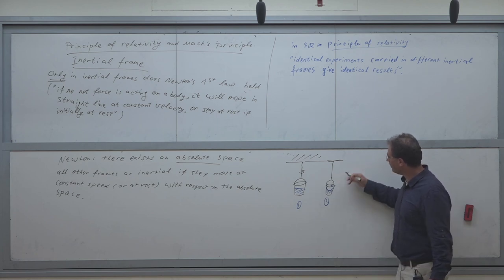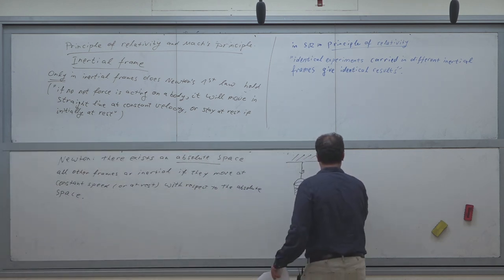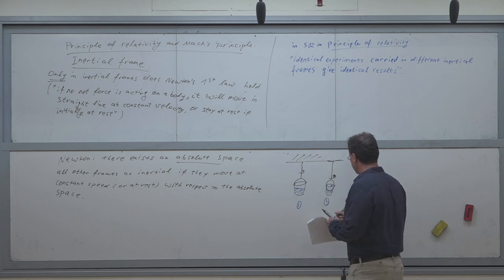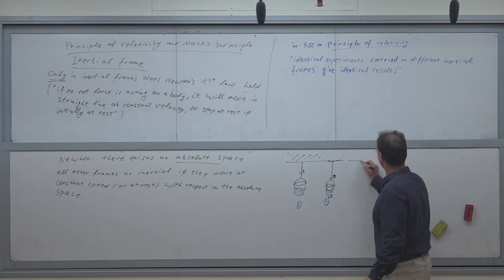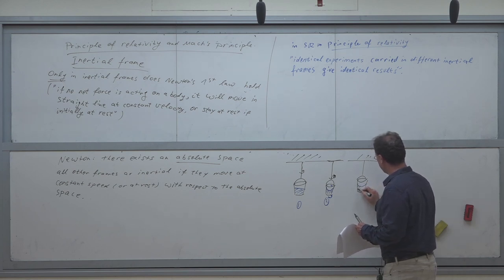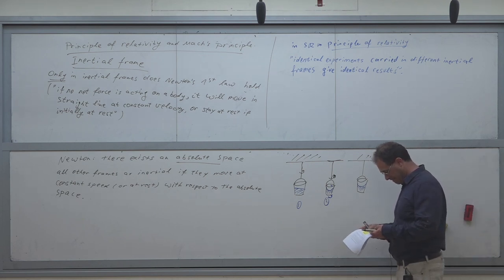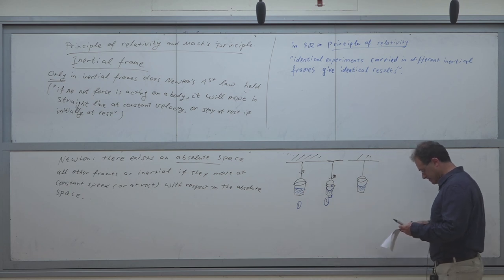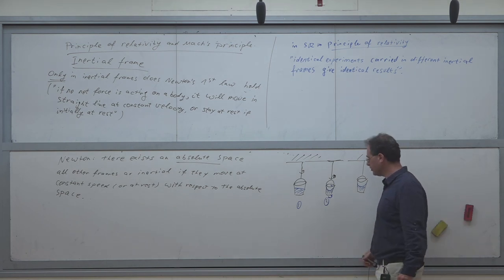And of course, now if the bucket stands still again, so now both the bucket rotates and the water rotates. Then if the bucket stands still, after a while the bucket stands still, but the water is still rotating. So it has this concave shape. And eventually it comes to a stop.